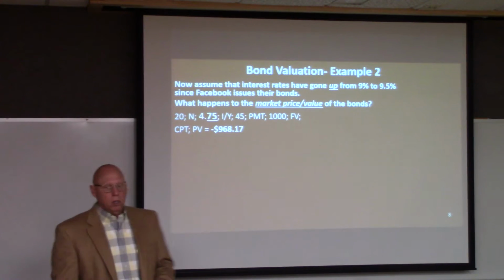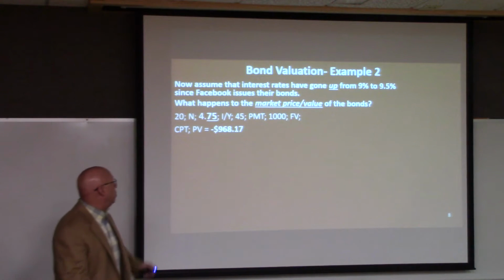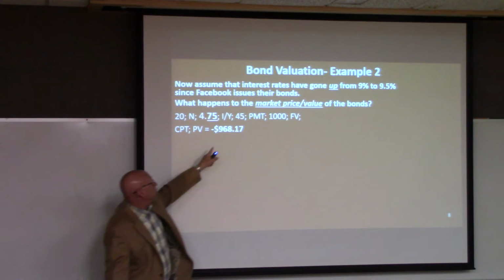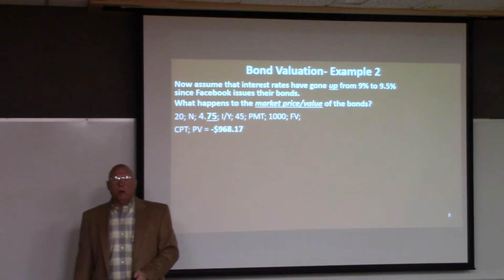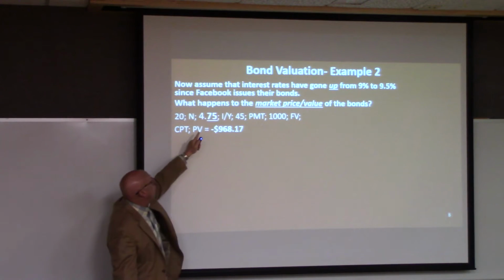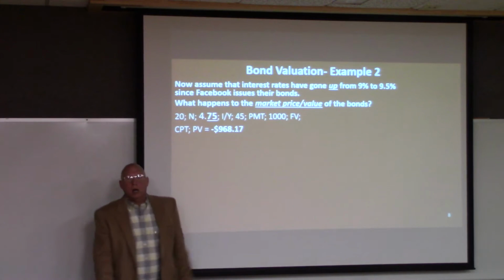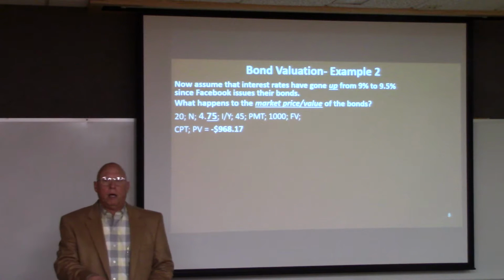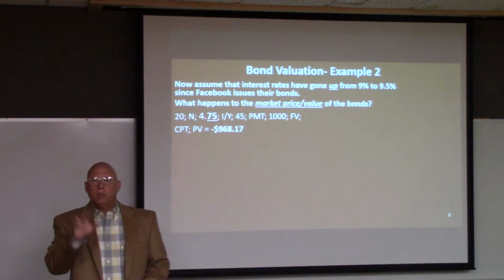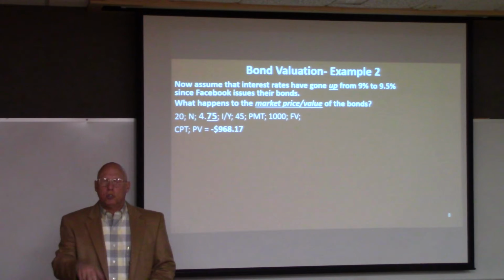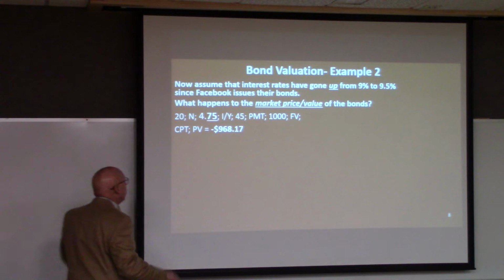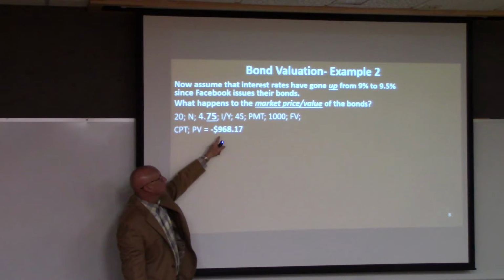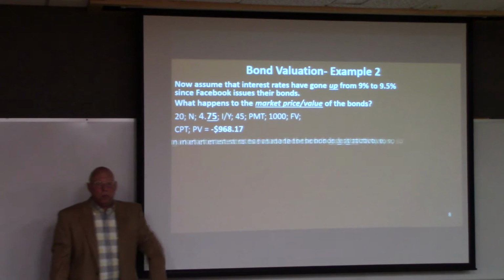All right? So compute present value, and what we see is that the market price of the bond has gone down because the market rate has gone up. Remember that the coupon rate does not change. It is in the contract, but the market rate does go up and down. And so the relationship between the market rate and the coupon rate will determine how the bond is trading. Don't want to get too far ahead of myself.